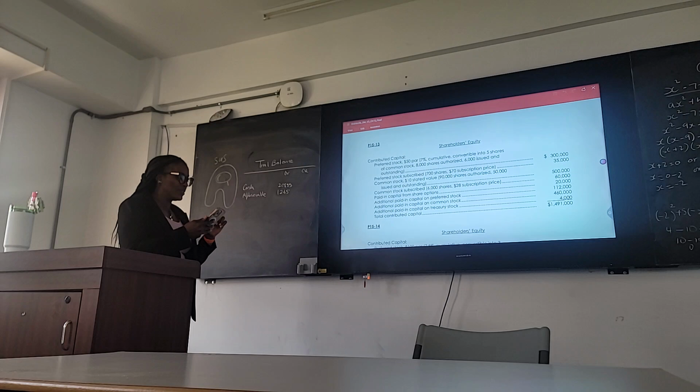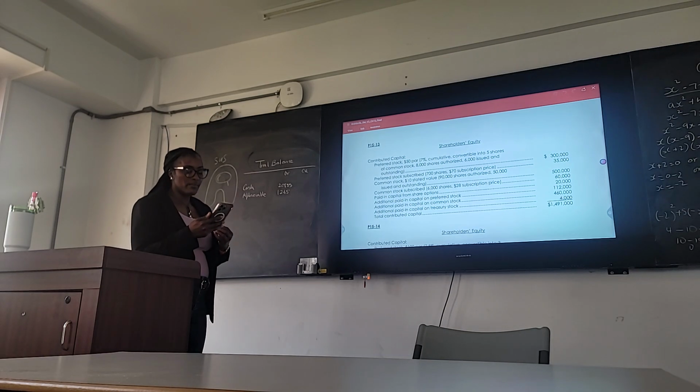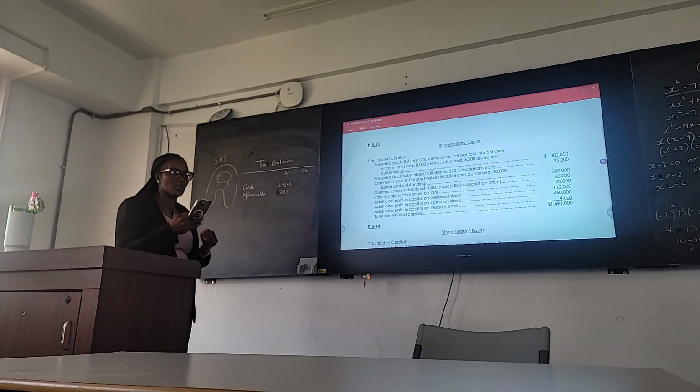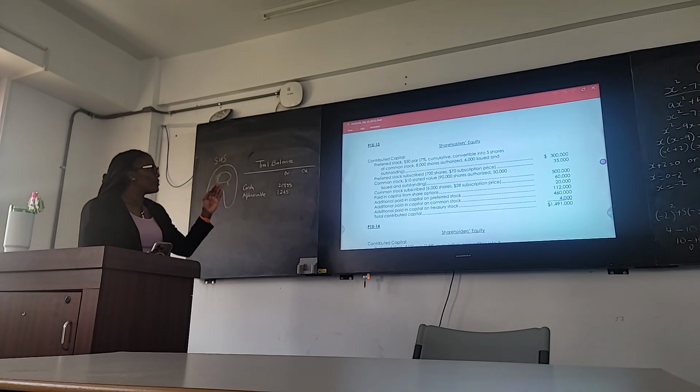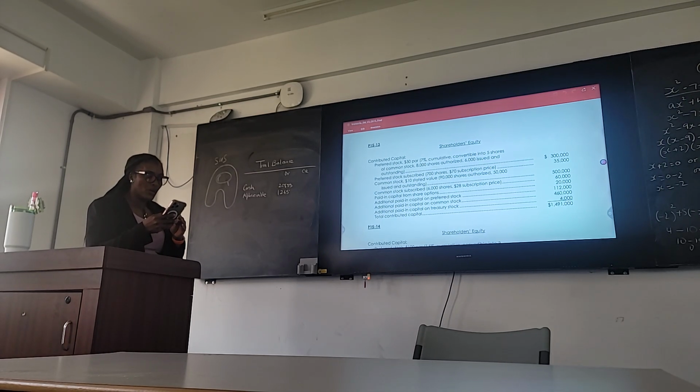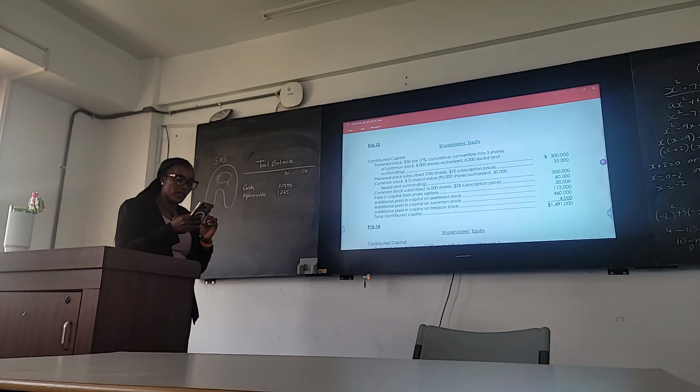Then we have preferred stock. According to this, the preferred stock has a $50 par value. You are authorized to sell up to 8,000 and you've already issued 6,000. So preferred stock at $50 par value. There's more information.